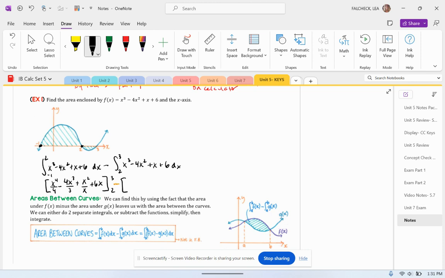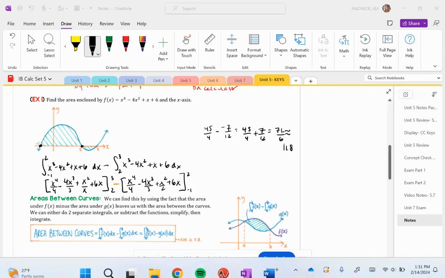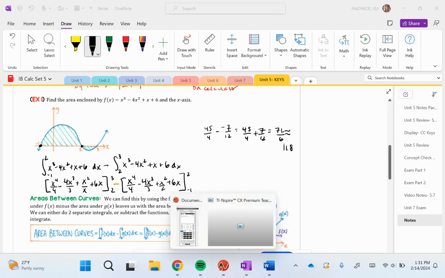Minus the other guy being integrated, so we got x to the fourth divided by 4 minus 4x cubed over 3 plus x squared over 2 plus 6x. He is being integrated from -1 to 2, okay? So if you did that by hand, you'd end up getting 45 over 4 minus -7 over 12. This becomes 45 over 4 plus 7 over 12. This becomes 71 over 6, which is approximately 11.8, which is what we found on the calculator.